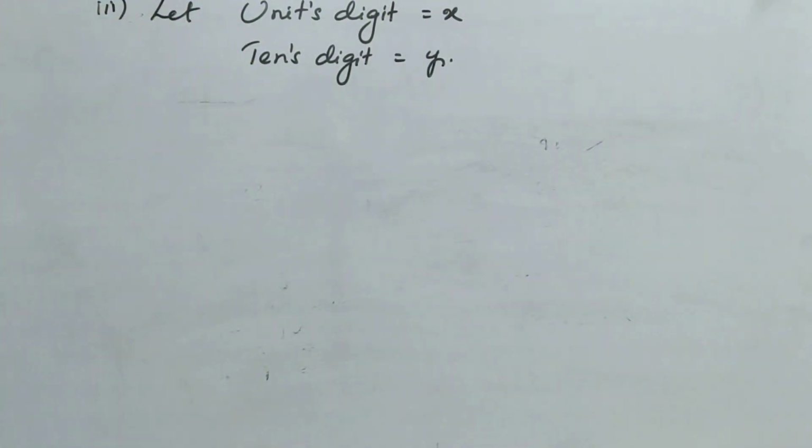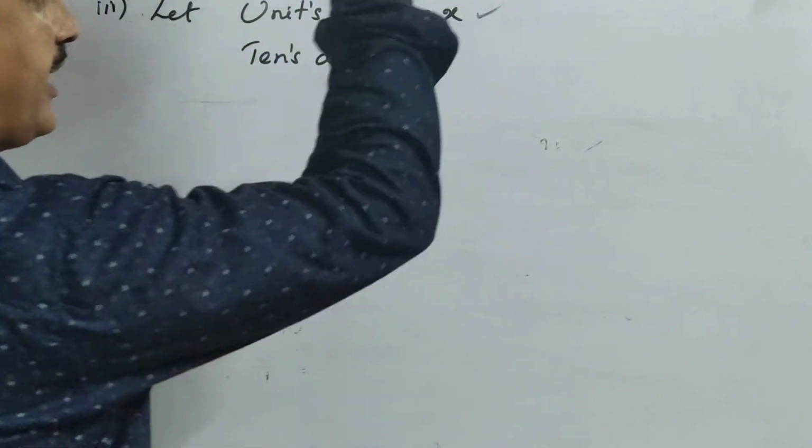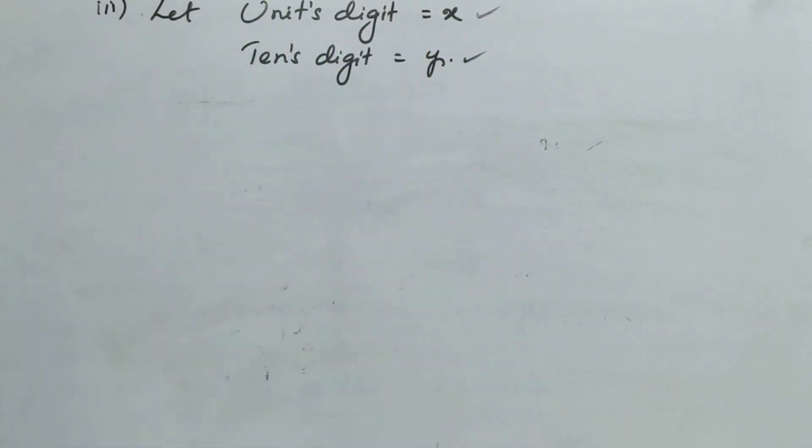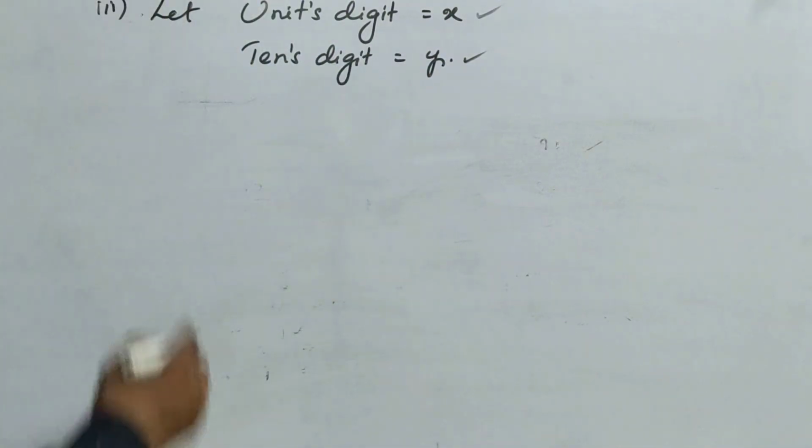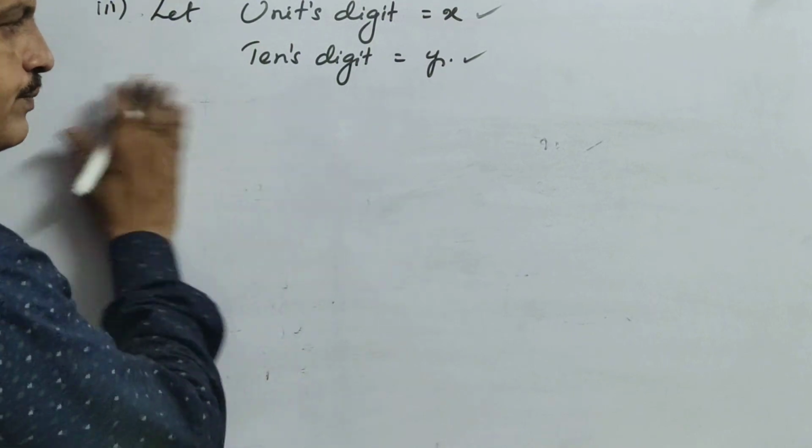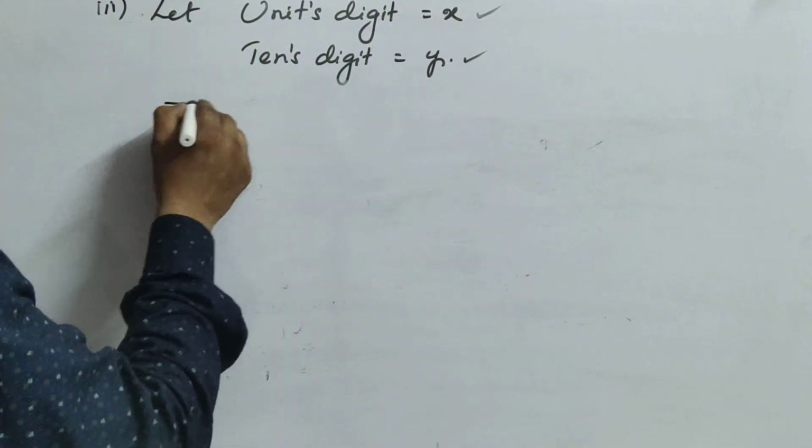Now consider here units digit x and tens digit y. Okay, what you have to write? Units digit x and tens digit y. Now what we have to write now? The number we have to find.